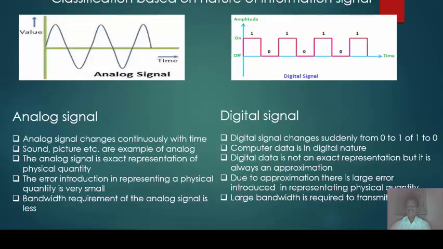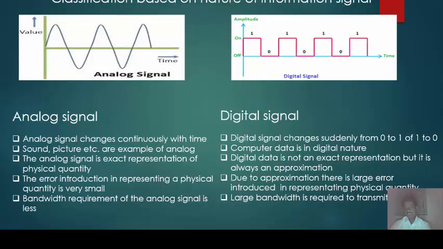But digital signals are approximate signals, therefore large errors can be found in digital signals. And the bandwidth requirement for the analog type of signal is very small, but the bandwidth required for the transmission of the digital signal is large. Okay, so these are the two types of signals, the analog signal and the digital signal.